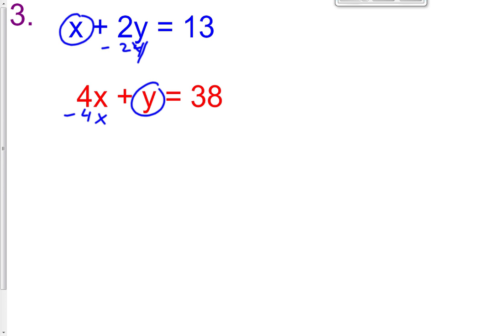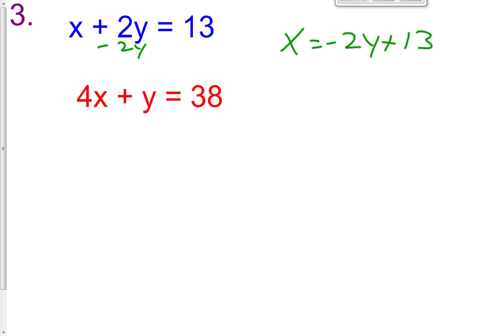So you can do either method and you'd get the right answer either way. I'm going to do the first one. So I'm going to subtract 2y, and that would give me x equals -2y plus 13. When you subtract 2y from both sides, you get -2y and +13.